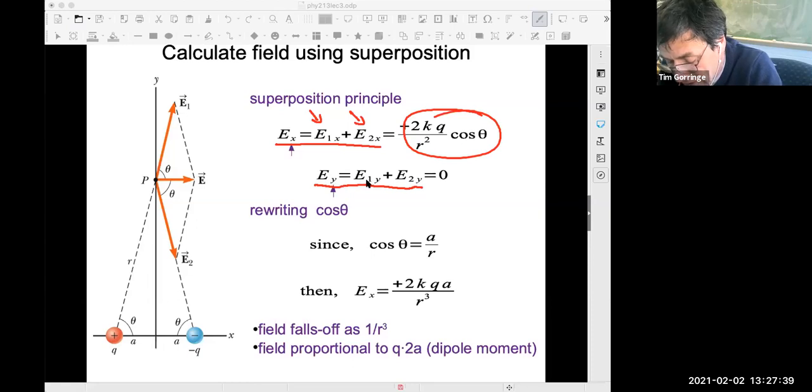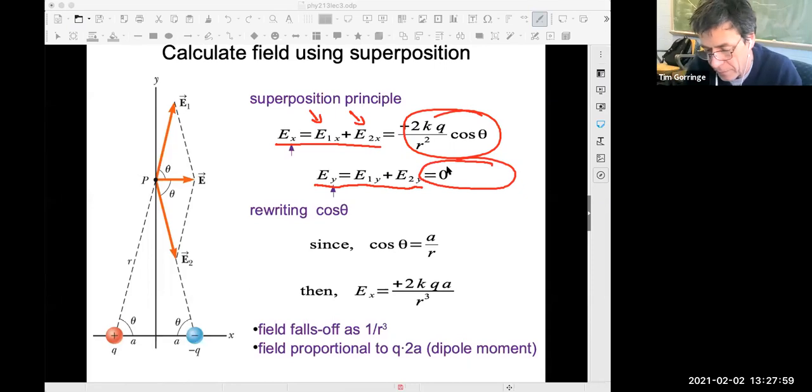Ey, that's the sum of E1y and E2y. E1y was kq over r squared times sine theta. E2y was minus kq over r squared times sine theta. So these two components cancel out and we get a 0 here.